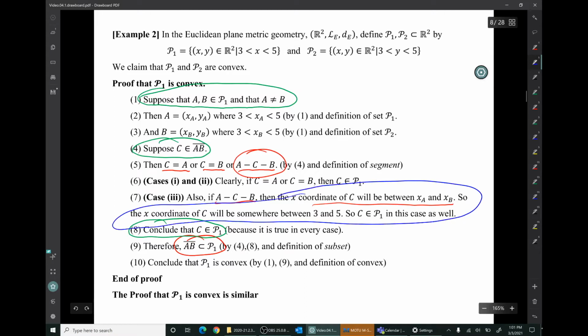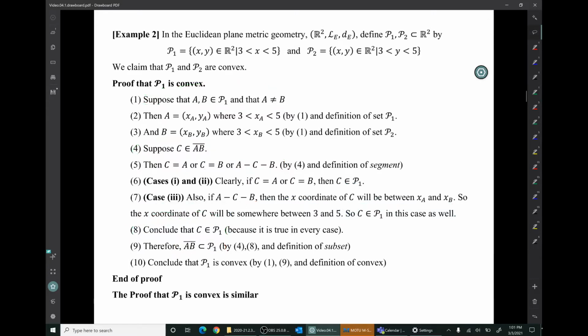But the idea is the x-coordinate of C is going to be a number somewhere between 3 and 5. So that tells us that C is an element of set P1 in this case as well. So we can conclude that C is an element of P1 because it's true in every case. So that's the general style of a proof that a set is convex. Again, notice that it's a general proof.